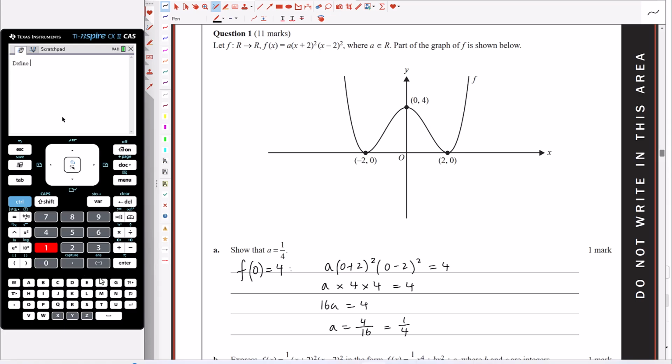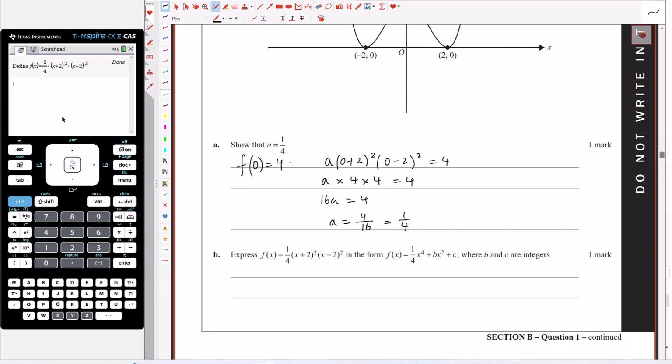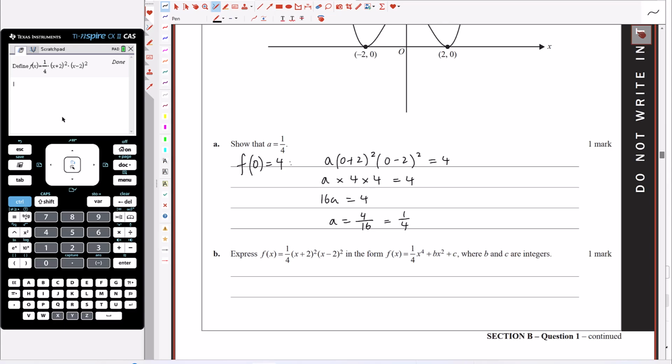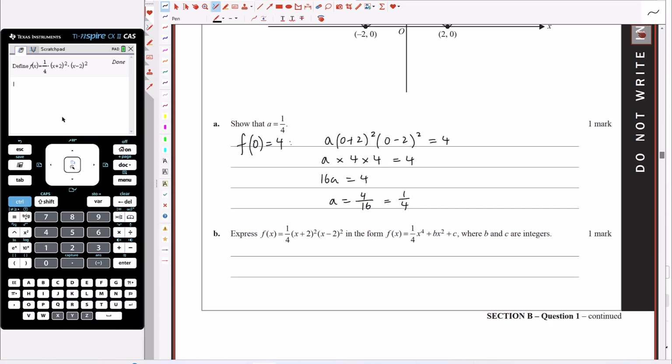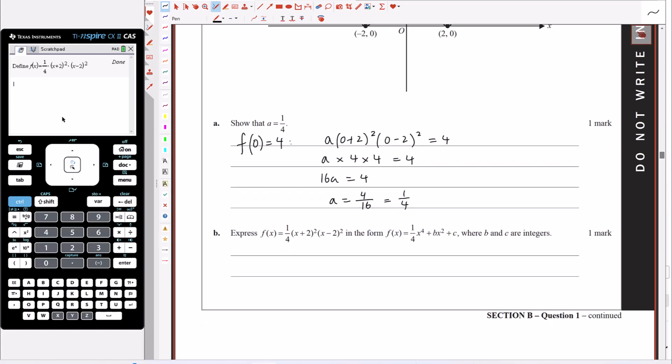So we're going to define f of x equals a quarter times x plus 2 squared times x minus 2 squared. Okay, express f of x equals a quarter times, okay, so that's the function, in this particular form where b and c are integers. Okay, so it's not asking us to show anything here. It's just a 1-mark question with an answer.